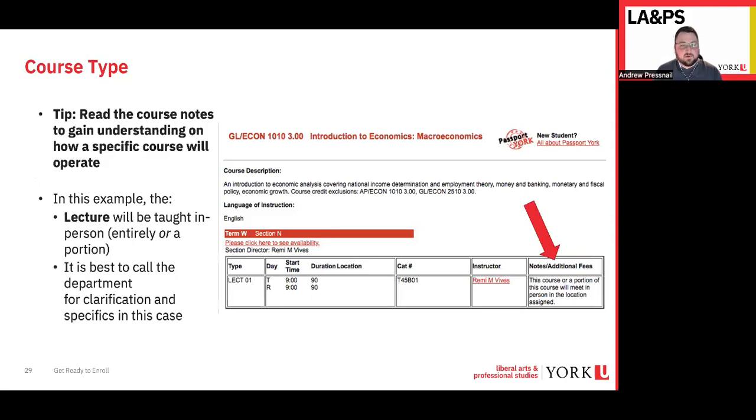So this is an example of a much simpler explanation of a notes and additional fees. This course or a portion of this course will meet in person in the location assigned. Fairly straightforward example here. This tells us that the course is being taught by a lecture, and it's being taught entirely or almost entirely in person in the location assigned.